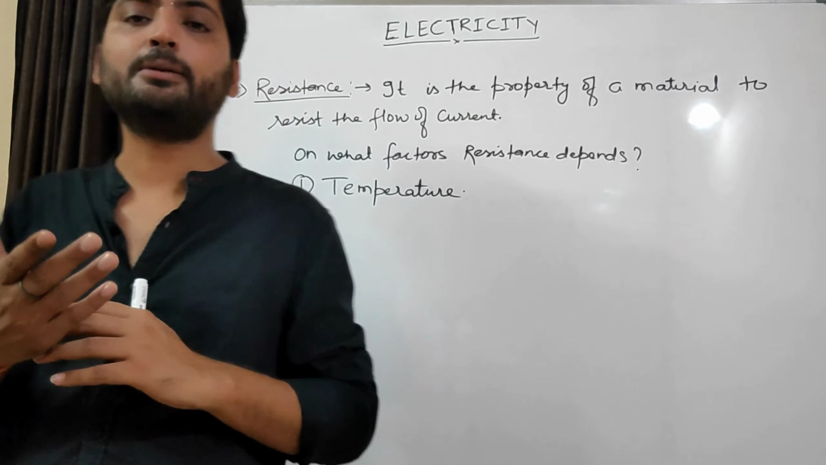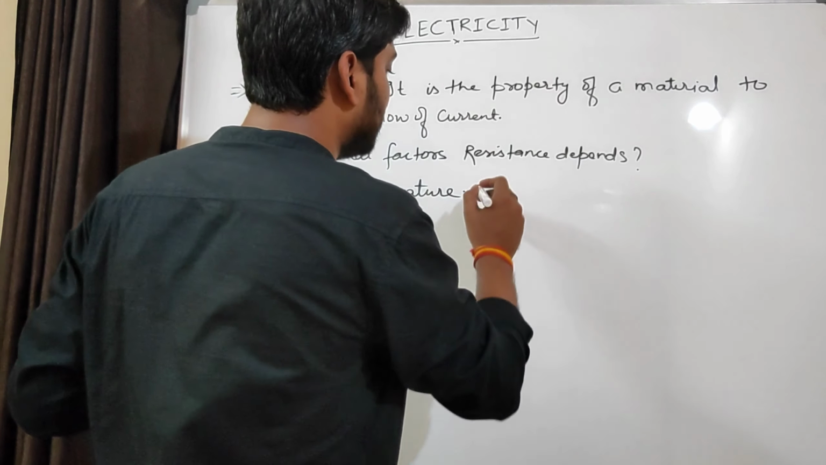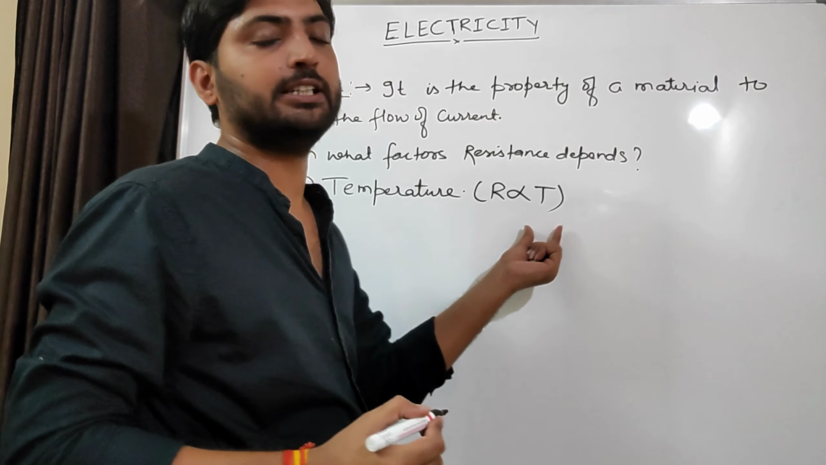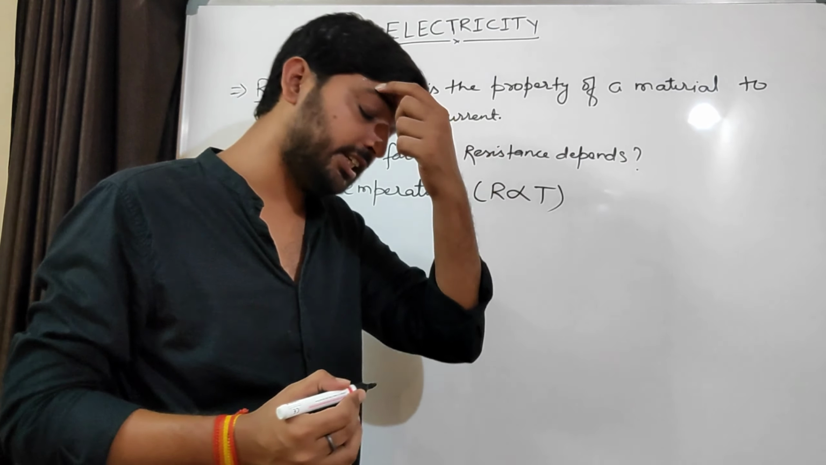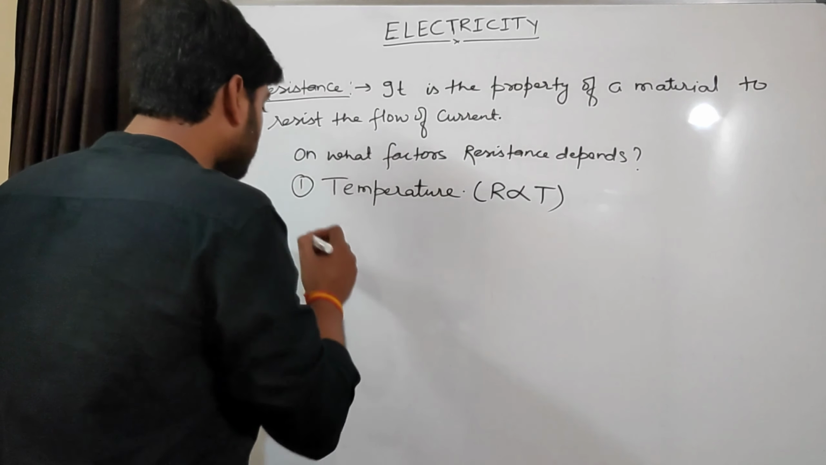If we increase the temperature, resistance will increase in a conductor. So we can say resistance is directly proportional to temperature. If we increase the temperature, resistance will increase. If we decrease the temperature, resistance will decrease.